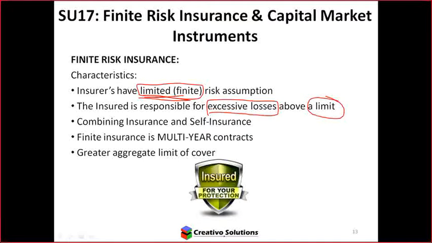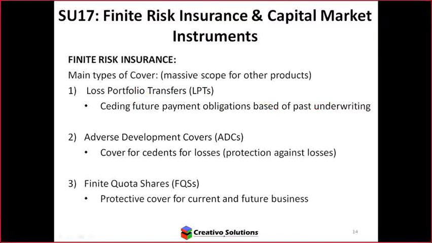This is combining insurance and self-insurance. Finite insurance is a multi-year contract, and there's a greater aggregate limit of cover. These are some of the different things that you can get: a loss portfolio transfer, an adverse development cover, and a finite quota share. The first is ceding future payment obligations based on past underwriting. Number 2 is the cover for cedents for losses. And number 3 is protective cover for current and future business.